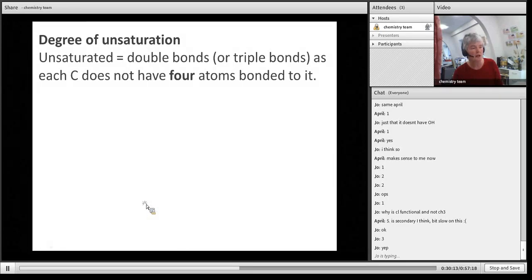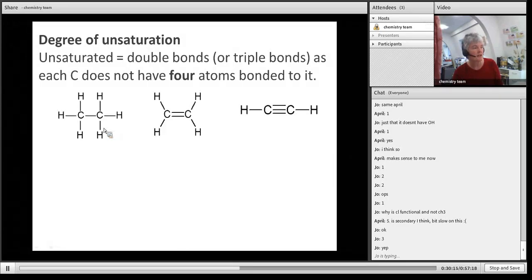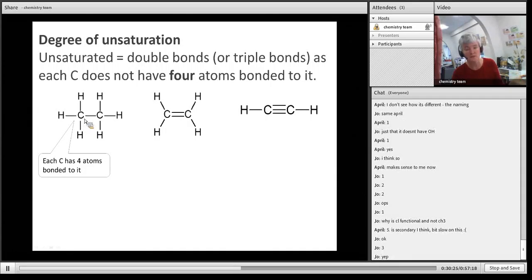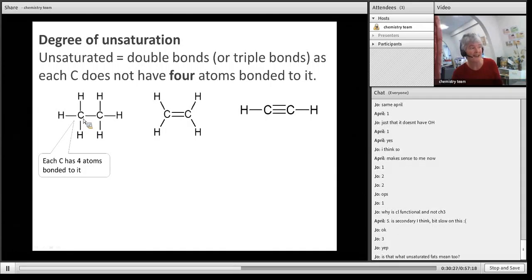So if you have a look at this, if I wrote the molecular formula for each of these, just to say each carbon has got 4 atoms bonded to it, so it's saturated. I cannot add any more hydrogens to each of these carbons because each of these carbons has got 4 bonds. So that's what I mean by saturated. And yes, unsaturated is the same thing.